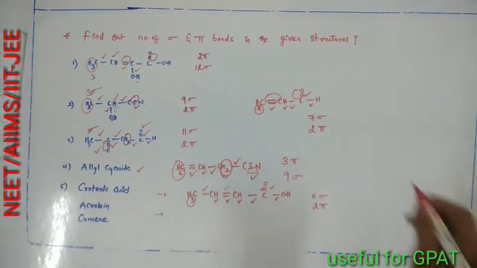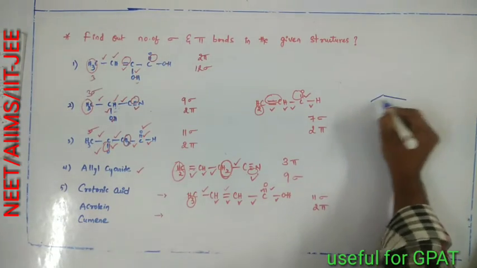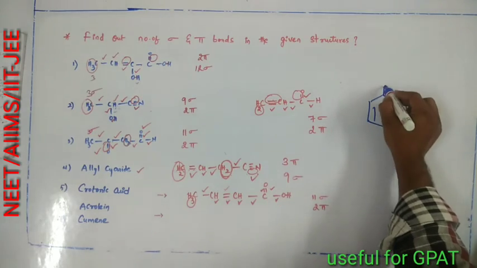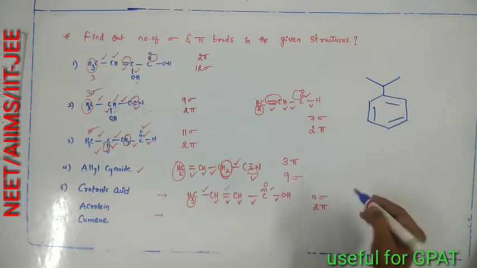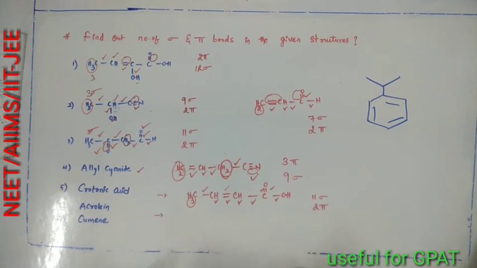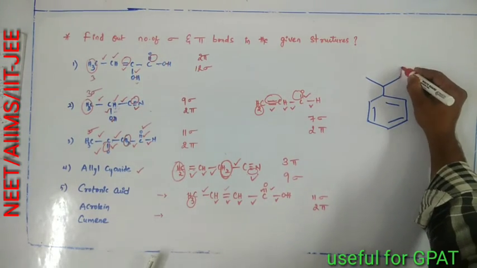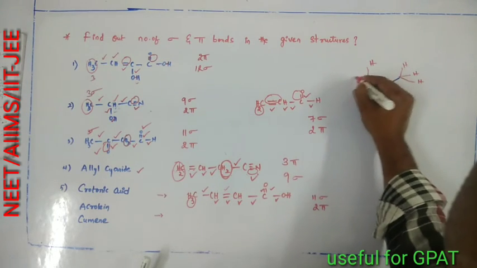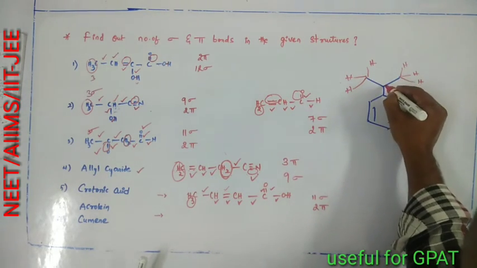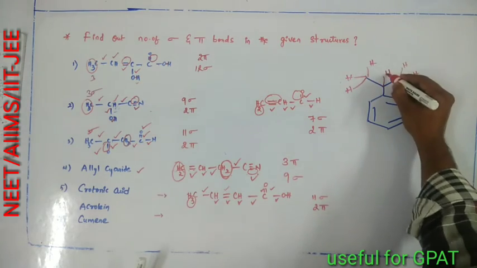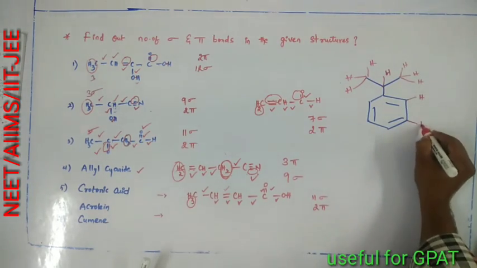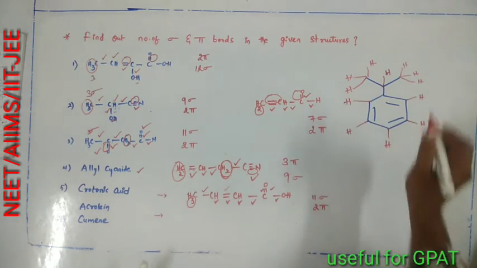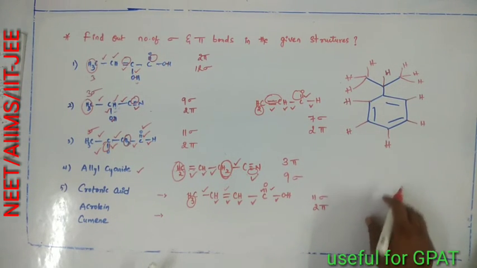Then next, coming to cumene. Here this is the structure of cumene. There are 3 double bonds in the benzene nucleus, and an isopropyl group. In this, these are the carbon atoms. Each carbon atom has 3 hydrogens with sigma bonds. There is one more hydrogen. So here is a double bonded carbon atom. On the benzene nucleus, each carbon atom has 1 hydrogen. So this is the structure of cumene.